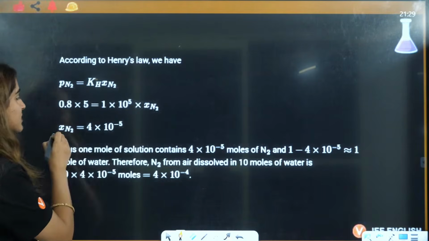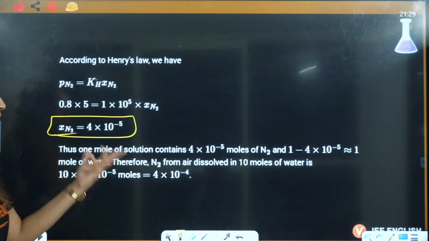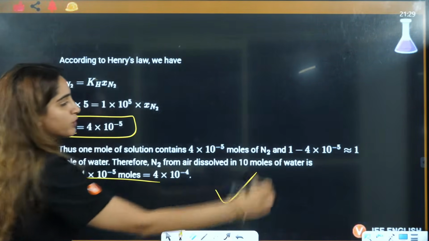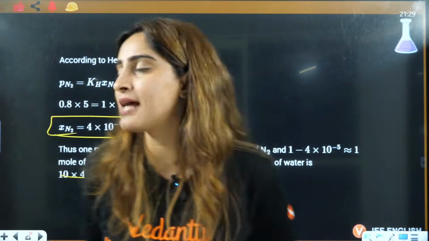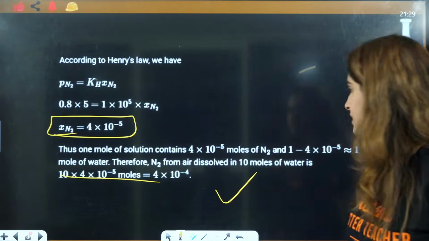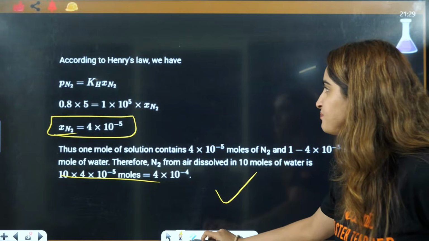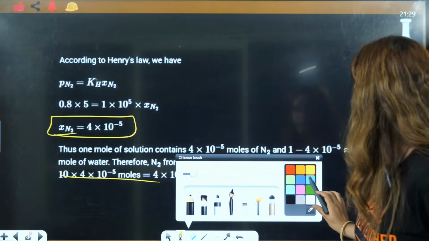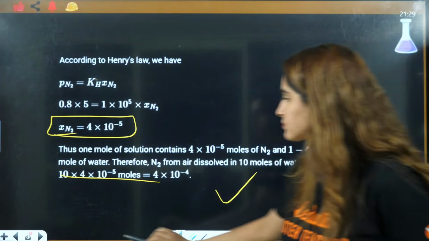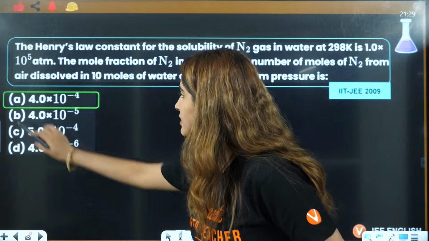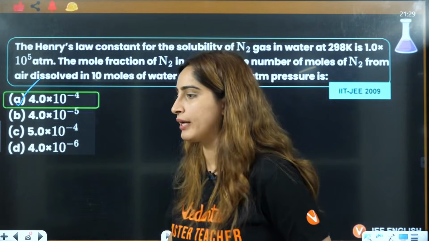You can calculate this. Answer will be 4 into 10 raised to power minus 5, and that is going to be your answer here. Is that clear to everybody? Right? Yes, students. This is what you will calculate.